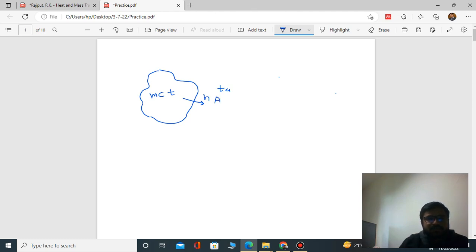Now we know the value of the heat coming out: hA(T minus Ta). This is the heat coming out of this body, and because of that the temperature of this body reduces with time. Here we will have to write a minus sign because temperature is decreasing. So minus mc dT by d tau. Now what is m? We know m is rho times V. So rho V c dT by d tau is equal to minus hA(T minus Ta).